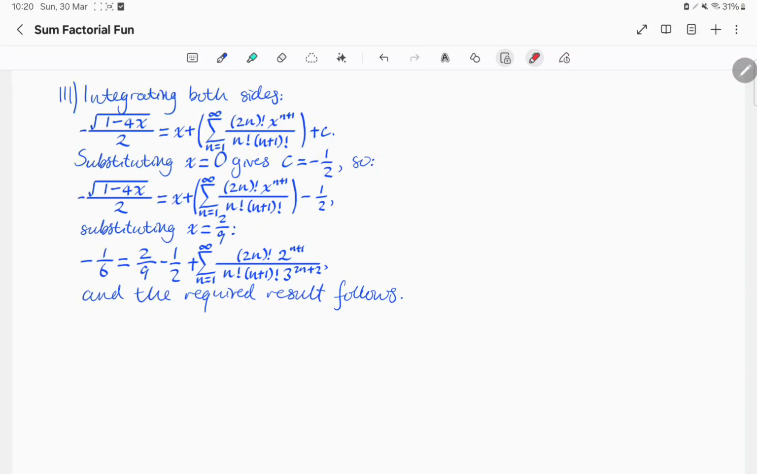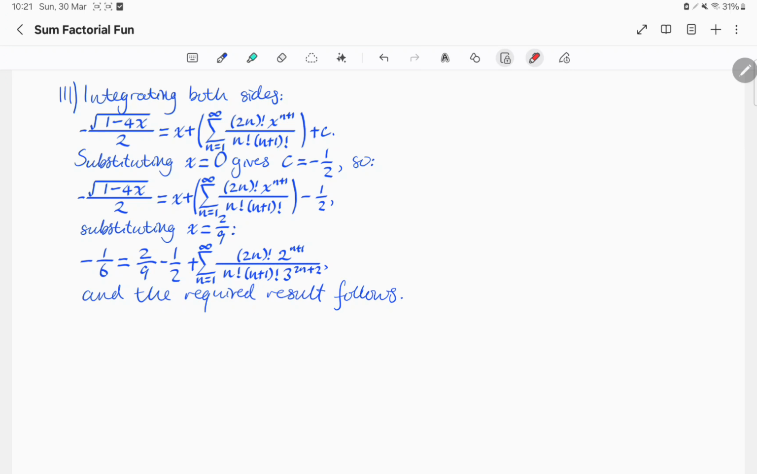Finally, we can move on to part 3. Here, we'll do something similar and we will integrate both sides to get the negative square root of 1 take 4x all over 2 is equal to x plus the sum from n equals 1 to infinity of the factorial of 2n multiplied by x to the n plus 1 all over n factorial multiplied by the factorial of n plus 1, plus the integrating constant.